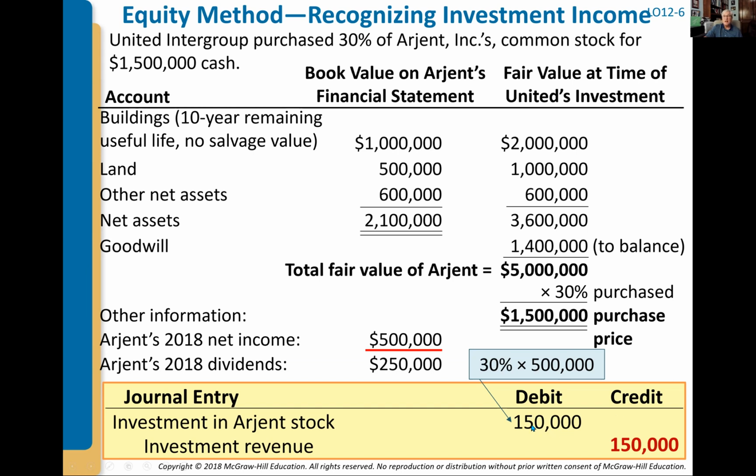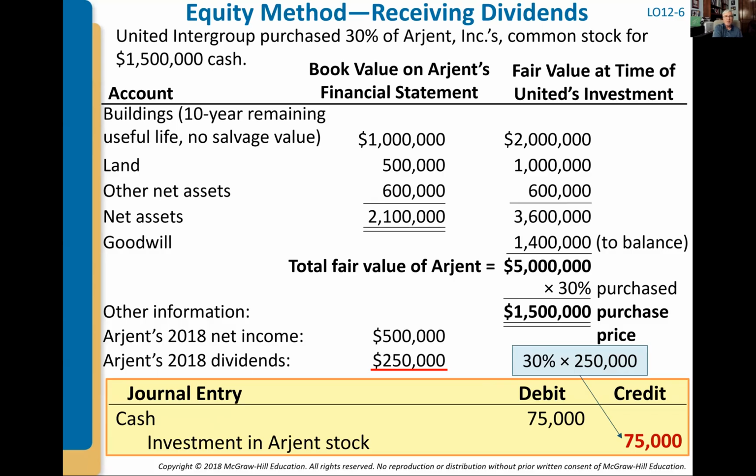Now we increase our investment account. We ignore fair value for equity method. So keep that in mind. We ignore fair value, but we increase our investment for this ownership interest. You'd almost think of it as ownership of their retained earnings, right? Think of it that way. So our investment has increased by our share of ownership.